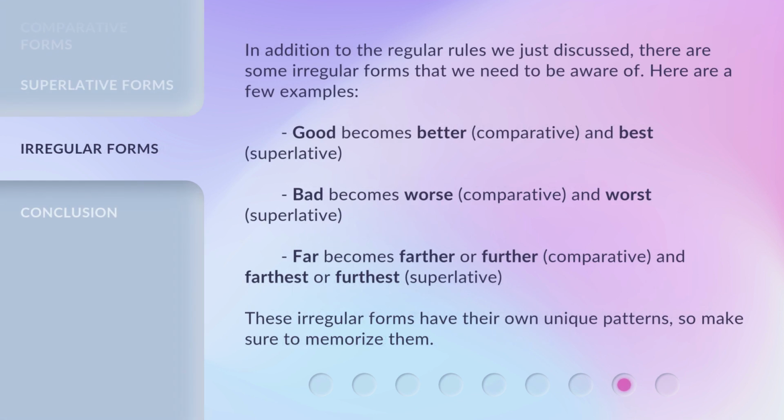In addition to the regular rules we just discussed, there are some irregular forms that we need to be aware of. Here are a few examples. Good becomes better, comparative, and best, superlative. Bad becomes worse, comparative, and worst, superlative. Far becomes farther or further, comparative, and farthest or furthest, superlative. These irregular forms have their own unique patterns, so make sure to memorize them.